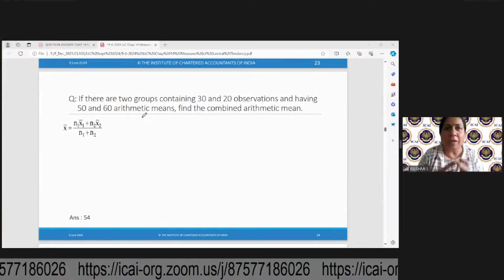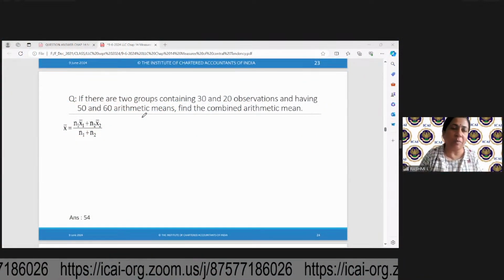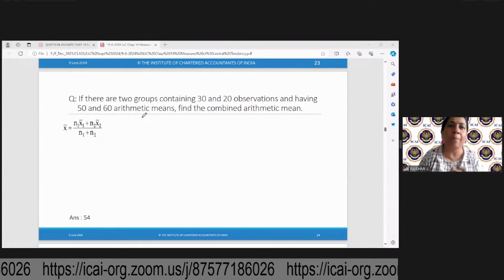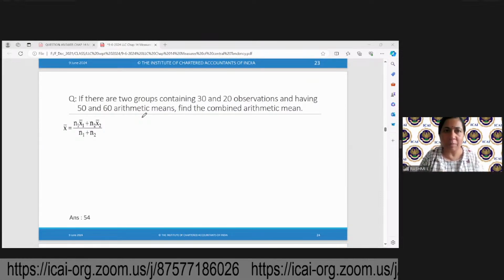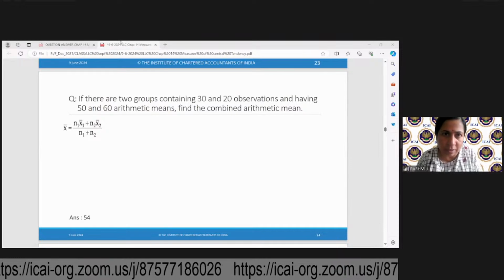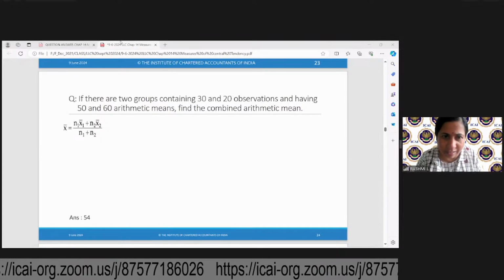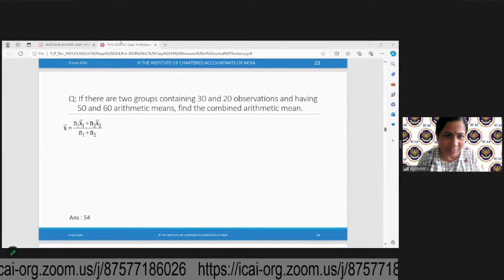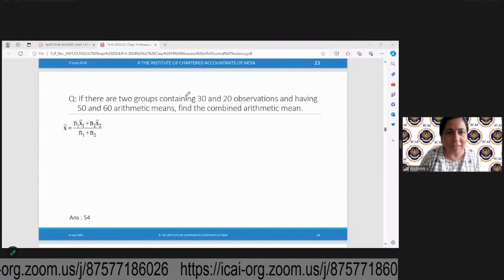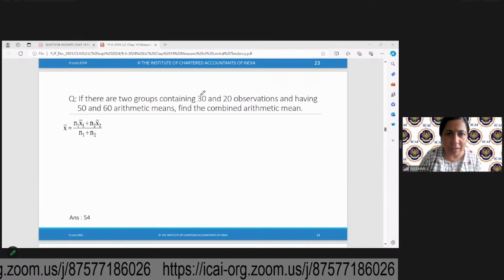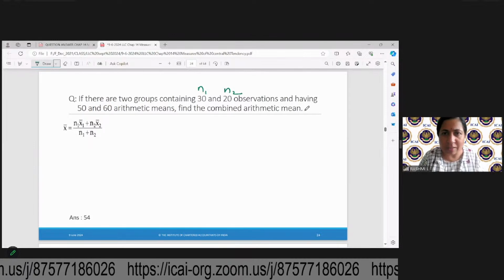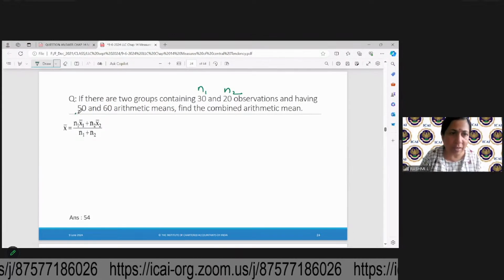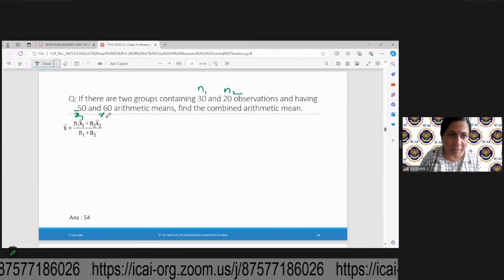Now I think you have got a fair idea of what arithmetic mean is, and what will happen when you're combining two groups together. So let us speed up this thing. Now let us see. How much is N1 here? If there are two groups containing 30 and 20 observations, this is N1, this is N2, having means this is x1 bar and this is x2 bar.